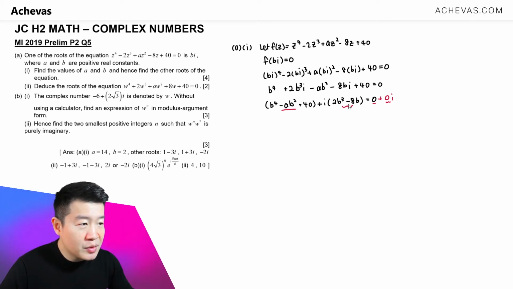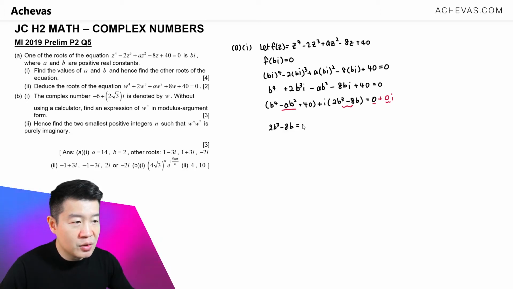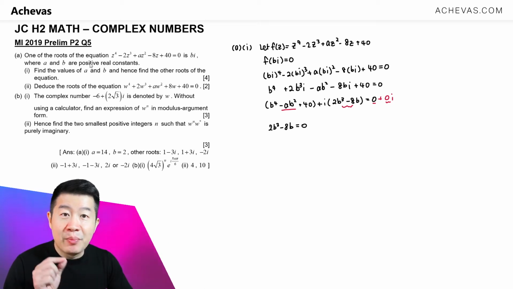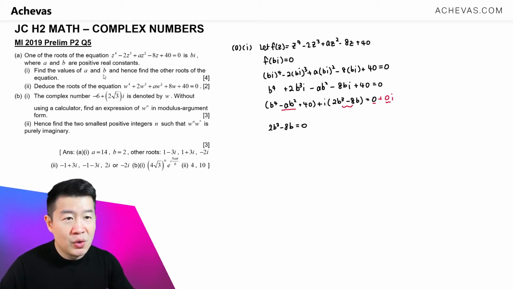So we can match the real to the real and the imaginary to the imaginary. Let's do that, and I'm going to start with the imaginary first, because by doing the imaginary to imaginary, we will get an equation in terms of just b. So it is 2b to the power of 3 minus 8b. This is going to be equal to 0. And since the question says that b is a positive real number, b will not be equal to 0. So we can safely divide throughout by 2b.